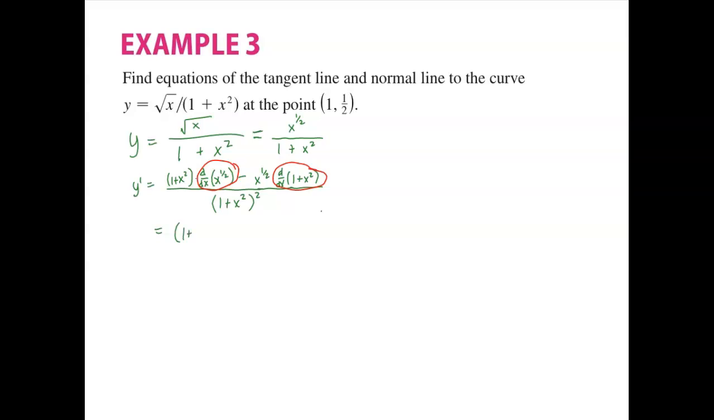All right, so 1 plus x squared times the derivative of x to the 1/2 will be 1/2 x to the -1/2, minus x to the 1/2 times the derivative of 1 plus x squared will just be 2x.